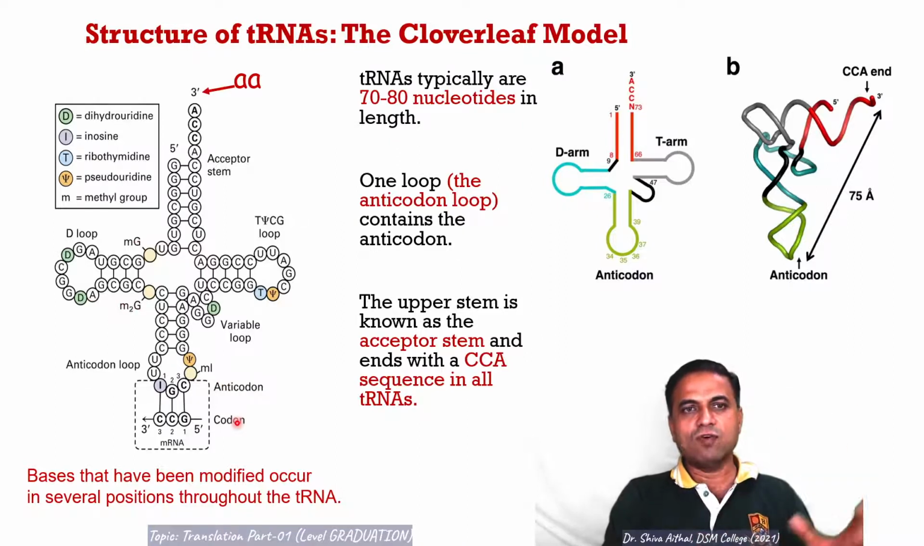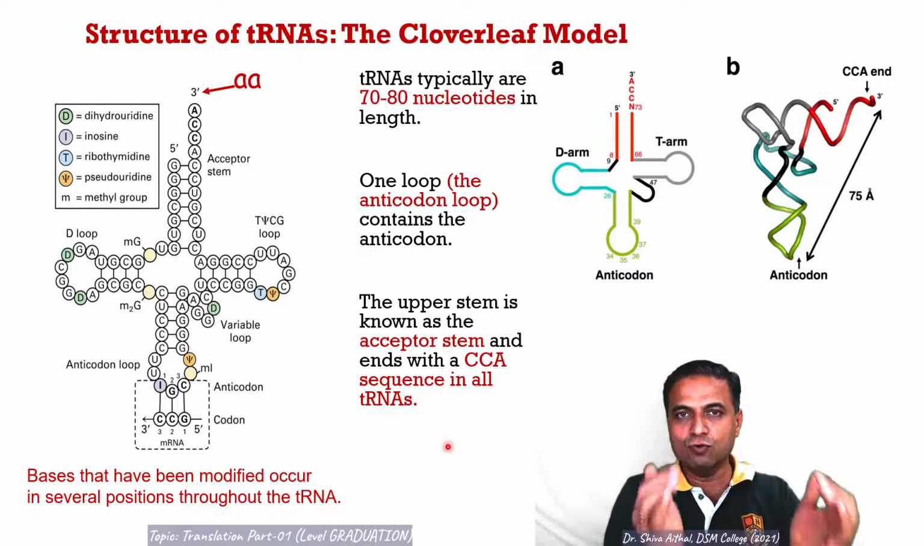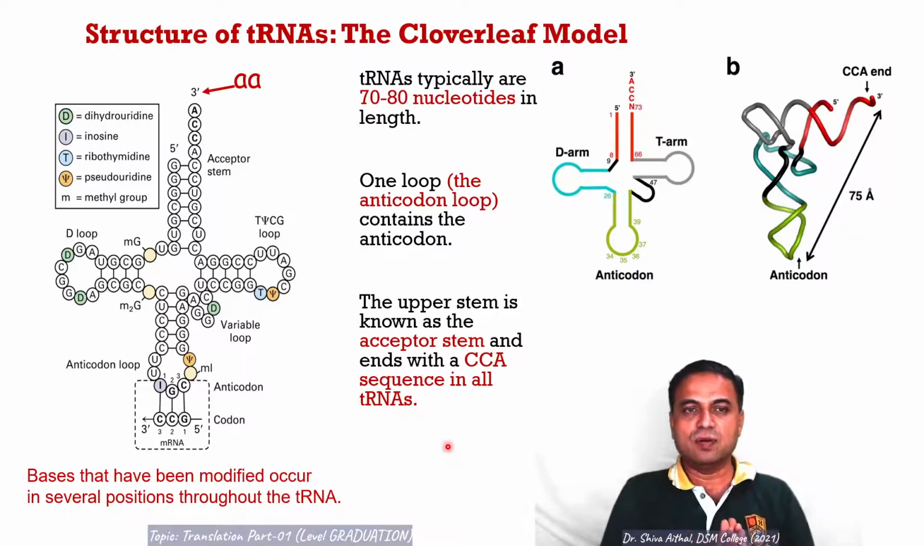So this all forms the cloverleaf model, and what makes this structure stable is the bases. There are certain bases which have been modified, and they occur at several randomly distributed positions throughout the tRNA. Having said that, it may look random, but evolution has chosen very specific points, and these modified bases make the tRNA unique and stable. These are not present in the Watson and Crick pairing, but these are present in the nucleotide pool, and they are chosen to form this cloverleaf model.